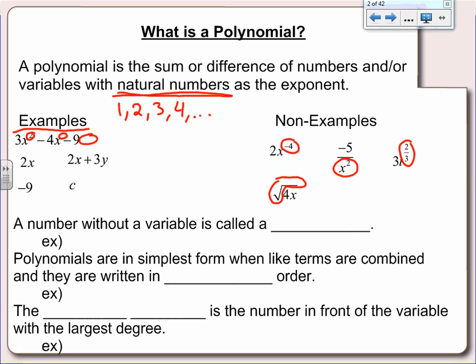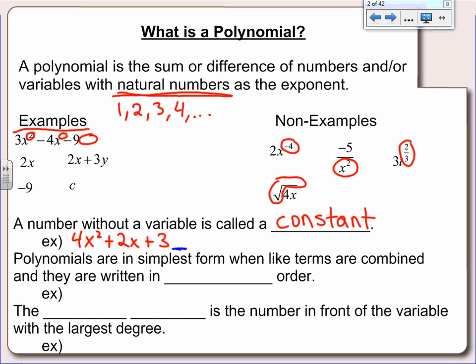Alright, so fill in the blank. A number without a variable is called a constant. An example of that is if you had a polynomial such as 4x squared plus 2x plus 3. Notice that the number 3 doesn't have a letter right next to it. There's no letter right here, so we call this number the constant because there's no variable attached to it.